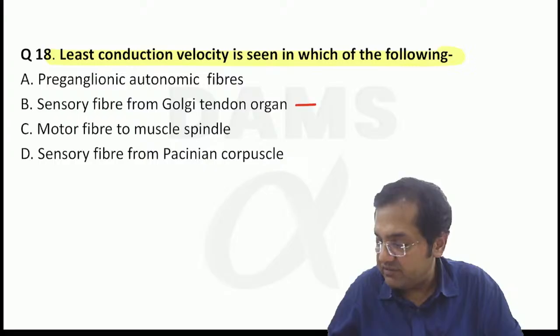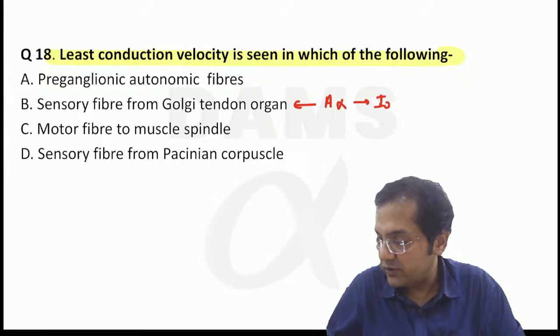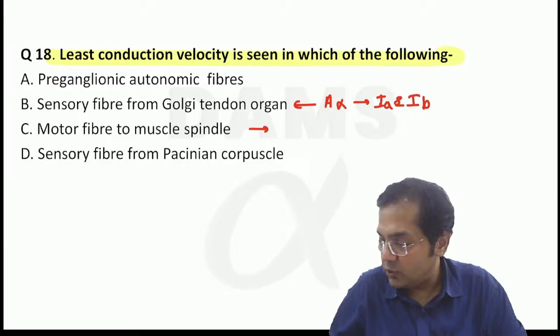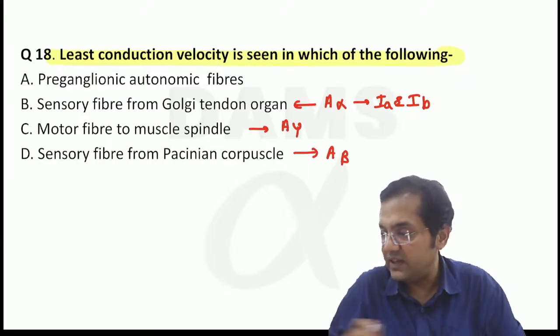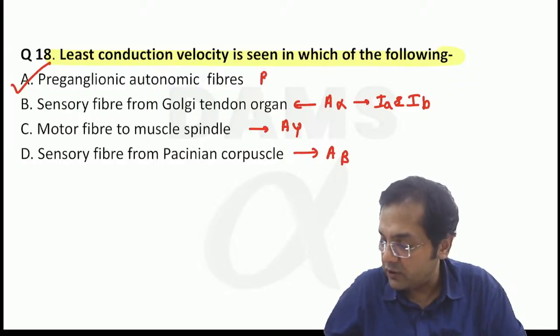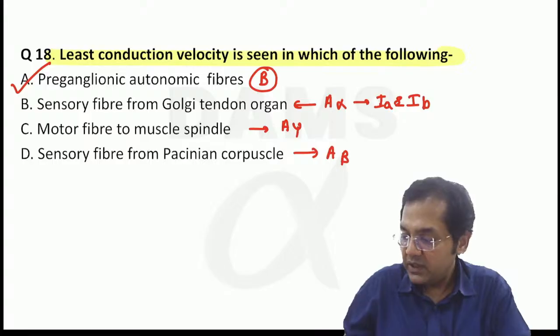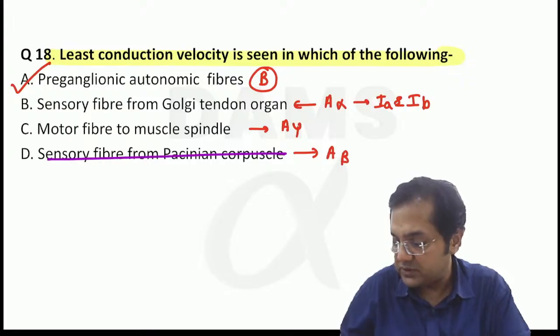Remember, sensory fiber from Golgi tendon organ is corresponding to A alpha, which corresponds to 1A and 1B, right? Then motor fiber to muscle spindle is A gamma. Sensory fiber for Pacinian is vibration. Answer can only be this one because this is B fiber. And please remember, if I change the last option and put it like this, now tell me which is the answer.